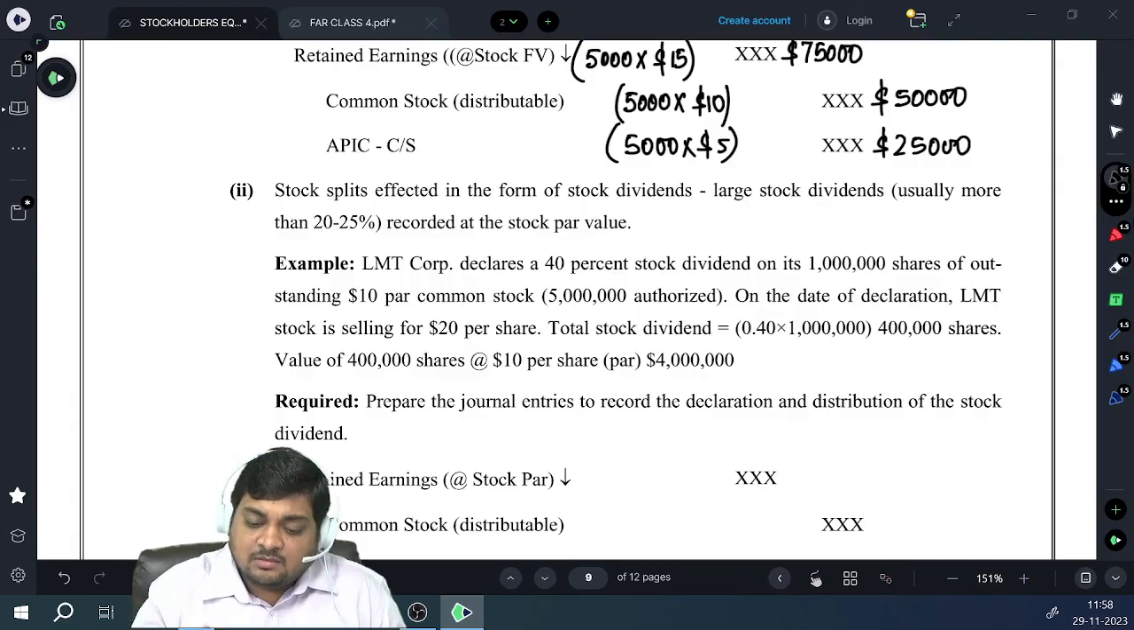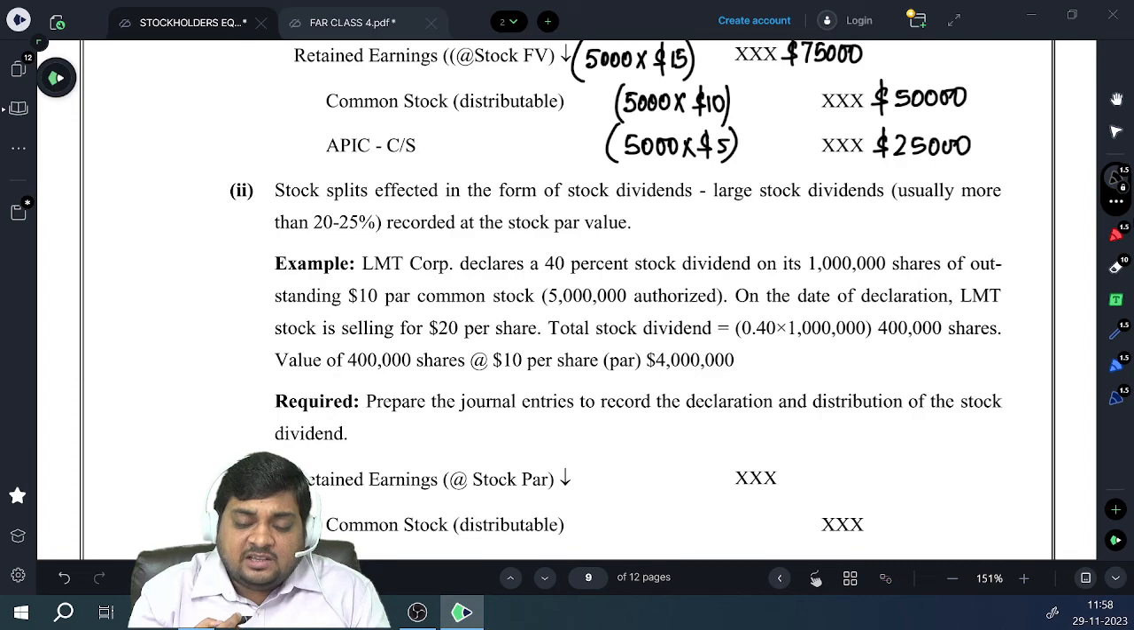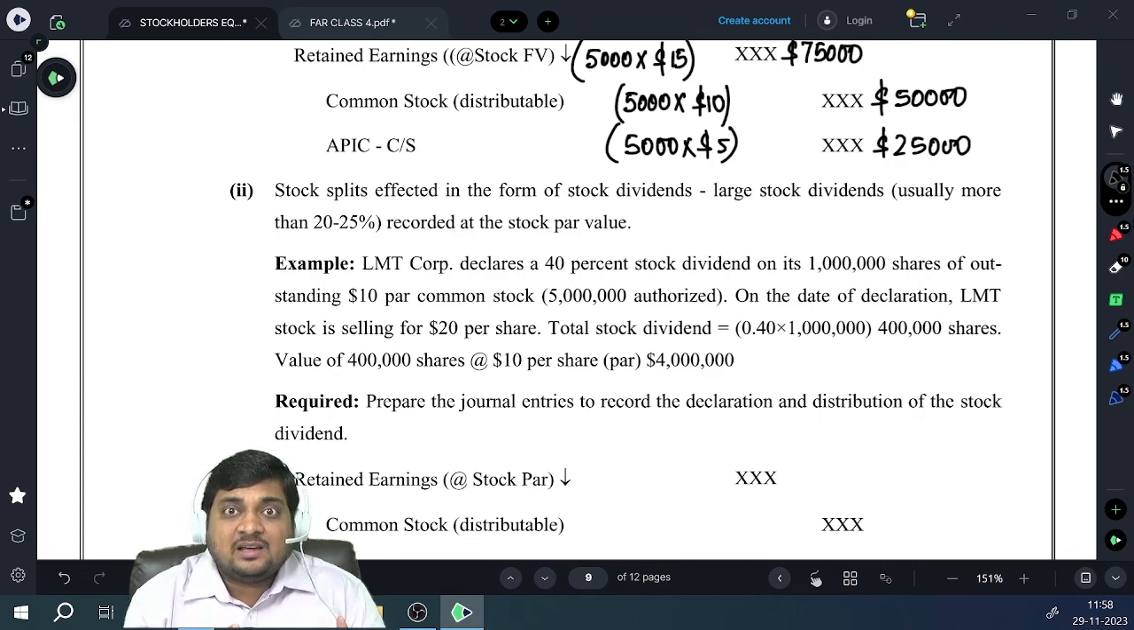So when it is more than 20-25%, then in that case you simply reduce your retained earnings with the par value, not with the fair value, right? This is what happens.